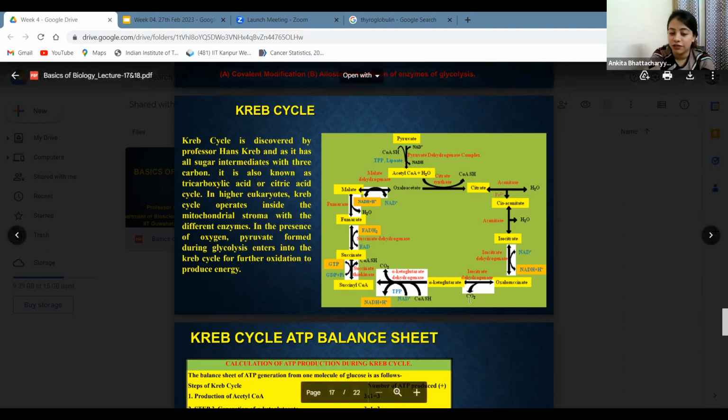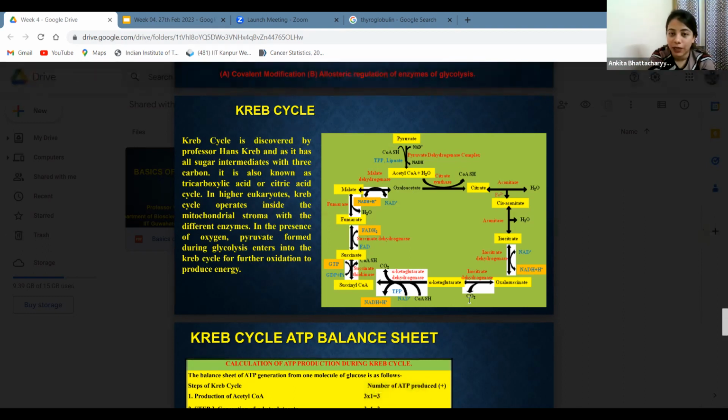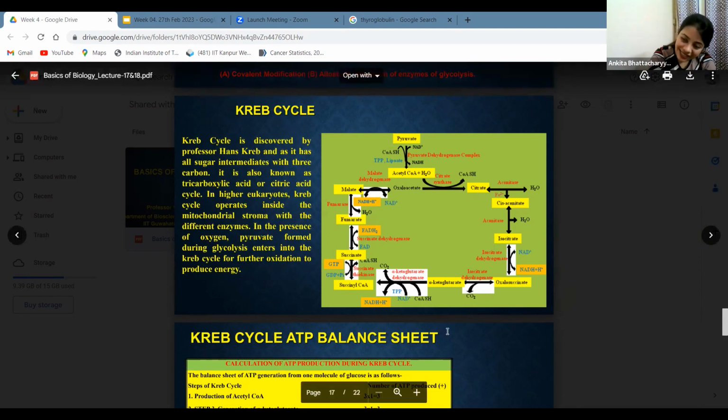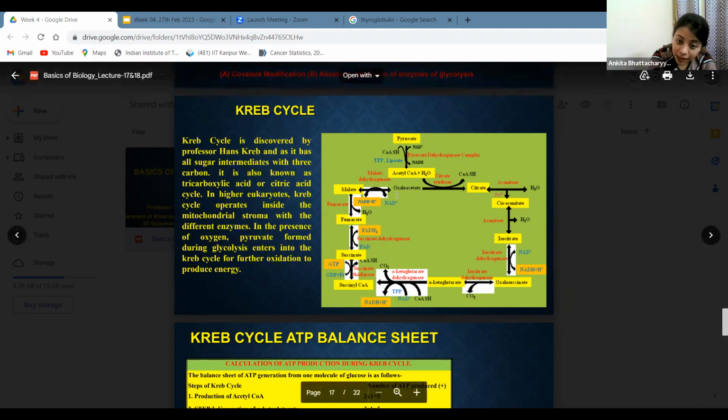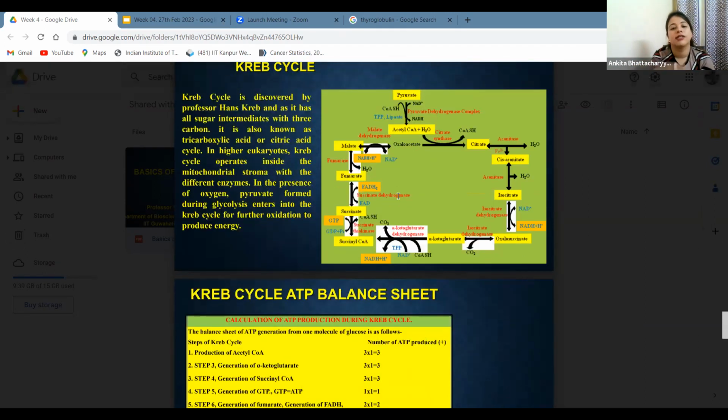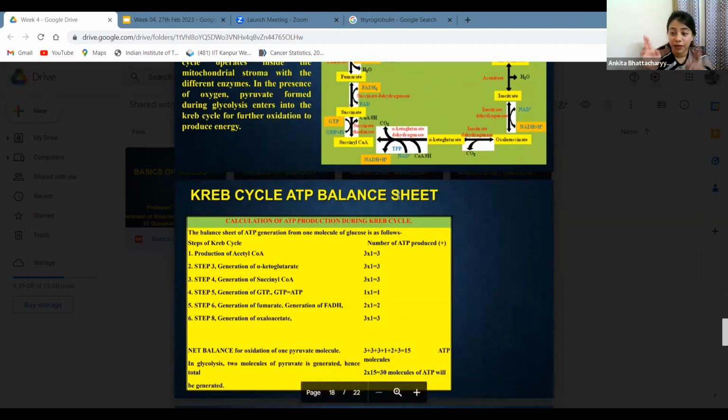So that's one of the differentiating points from glycolysis as well, that it's a cyclic process. If you look at oxaloacetate, that's where you start when it combines with pyruvate, and it again comes back to oxaloacetate. So it's a cyclic process that continues, giving the name Krebs cycle, discovered by Hans Krebs.